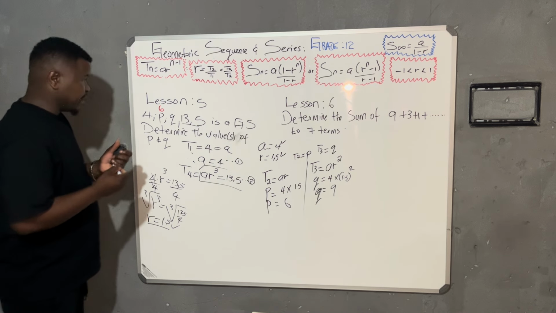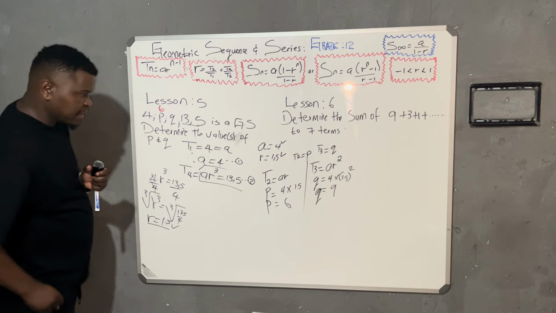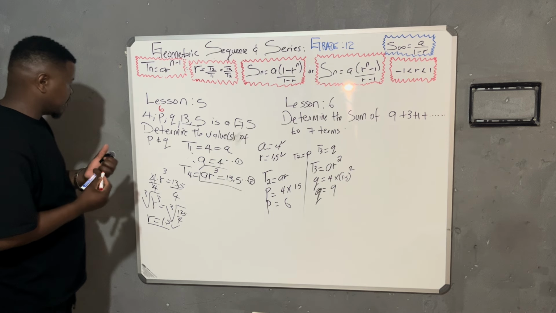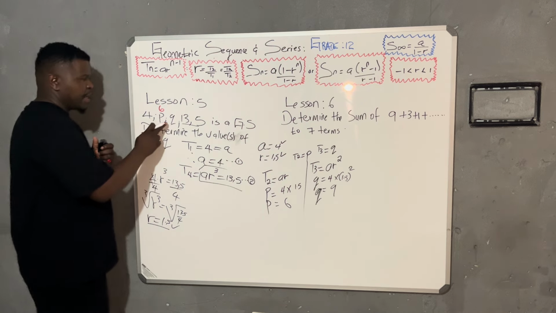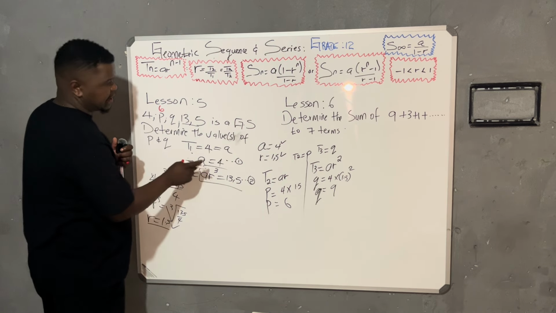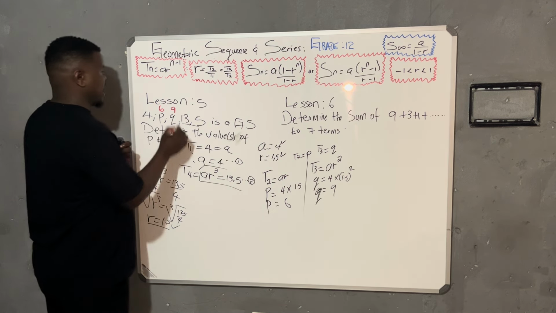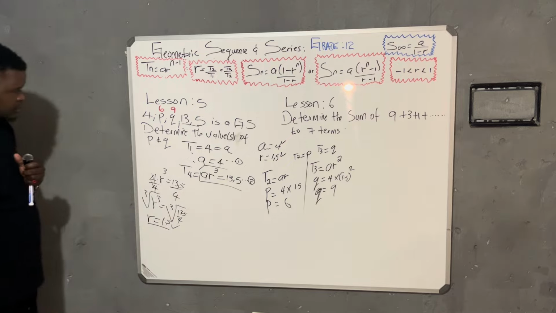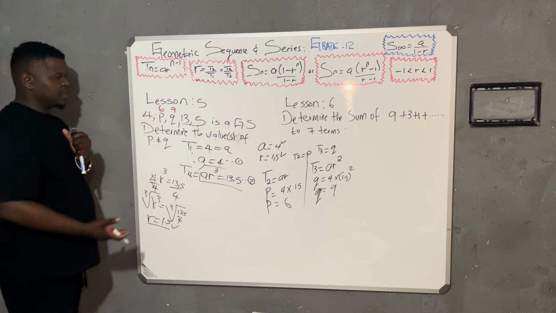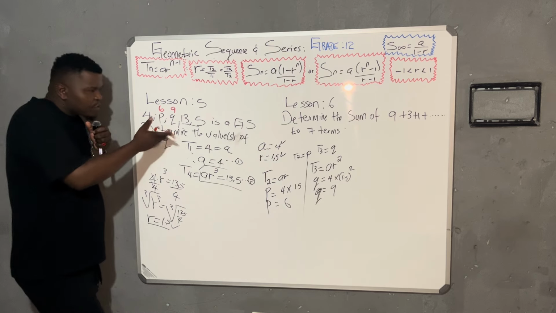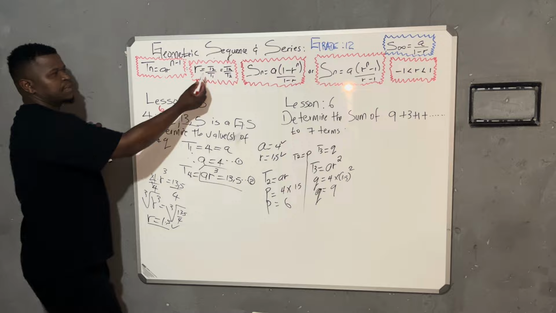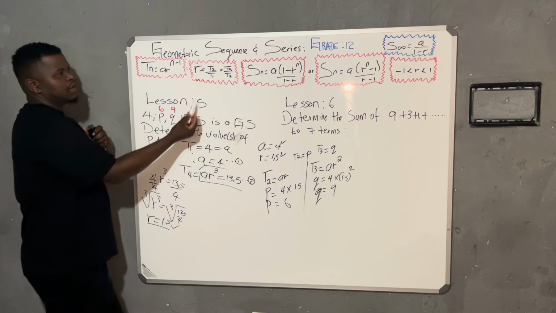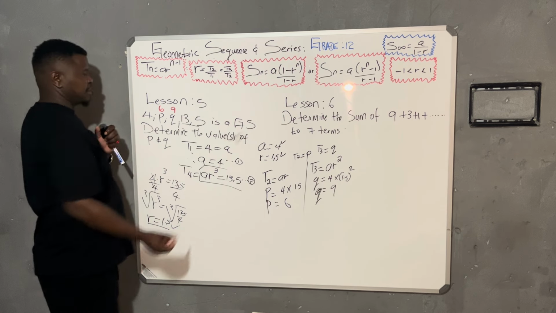So now it is proven by means of calculations that P, which is the second term, is actually 6, and Q, which is the third term, happens to be 9. What I like about this kind of problem is that you can also check if your solutions are correct. How so? Term number 2 divided by term number 1 must give you the same answer as term number 3 over term number 2.